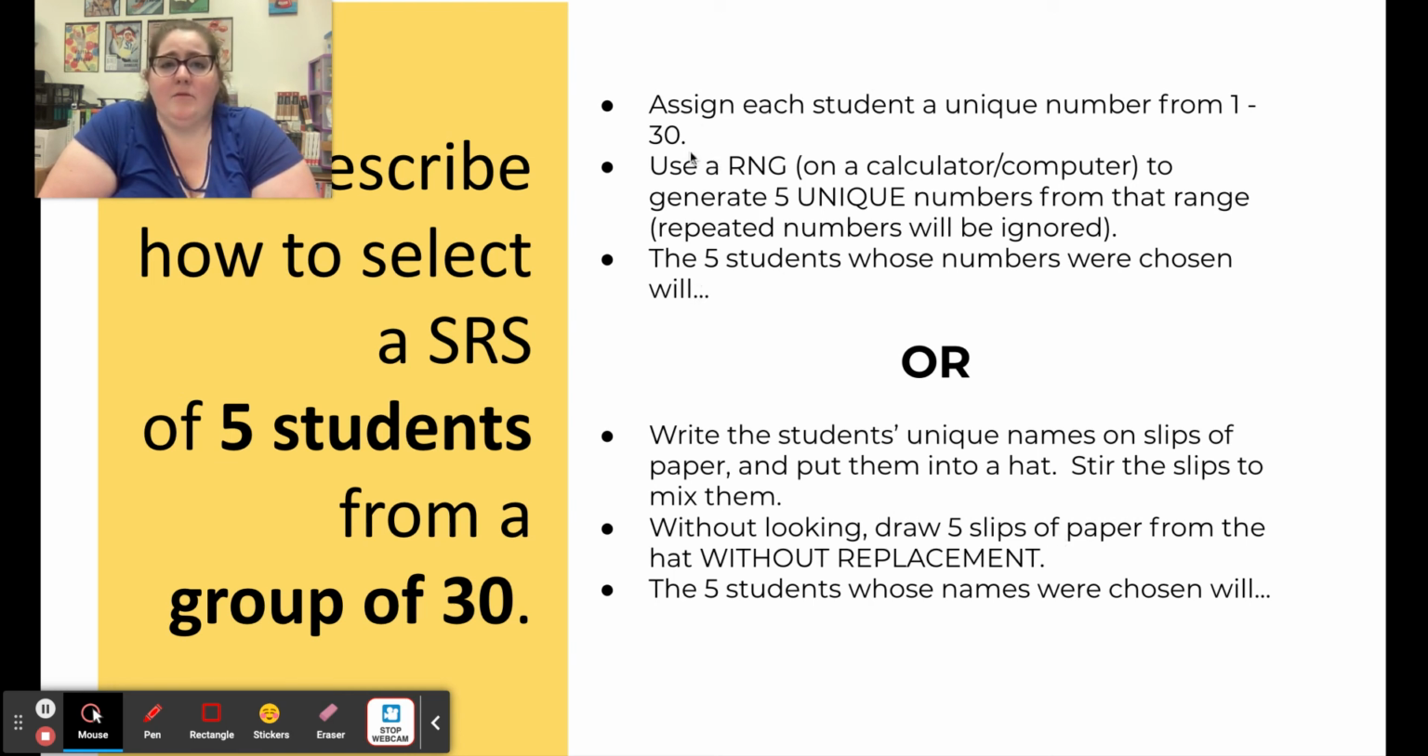You could say roll a 30-sided die 5 times and ignore repeats. But you have to make sure and describe what method we're using.